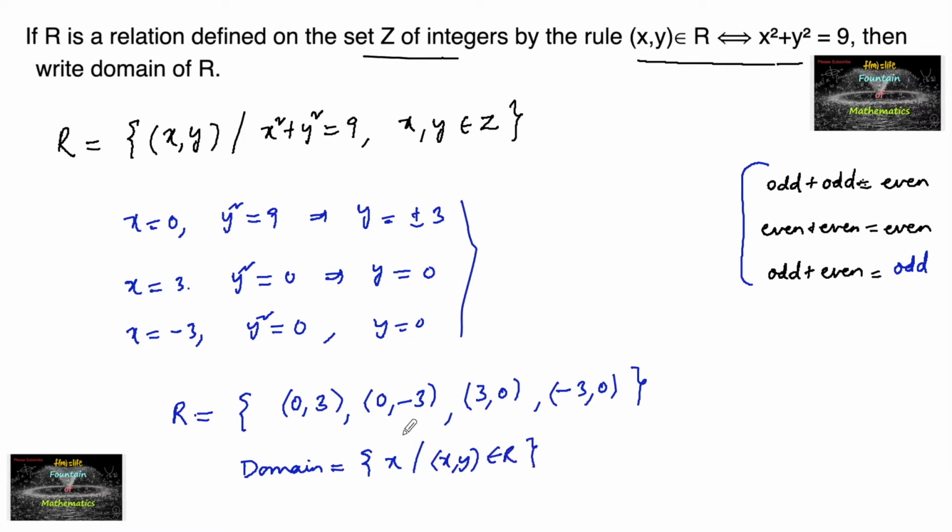The first element we can consider. So that is 0, minus 3 and plus 3. So only these are the three elements, minus 3, 0, 3, we can take. This is the answer. Okay, thank you.